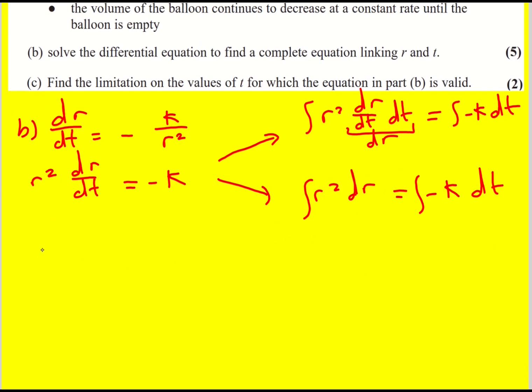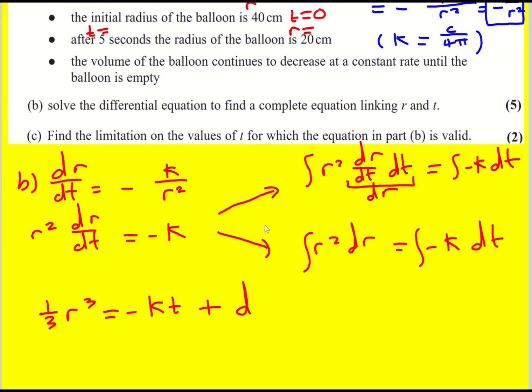Now I can integrate, so I'll get 1/3 r cubed equals minus kt plus a constant. I did use c earlier on, so I feel like I shouldn't use it again. I'll call it d, the constant. And now I'm ready to sub in some of my conditions. So I know when t is 0, that r is 40. I'm actually very tempted, I'm going to do this. r cubed is just going to then be minus 3kt plus 3d. That's going to be easier to sub in now.